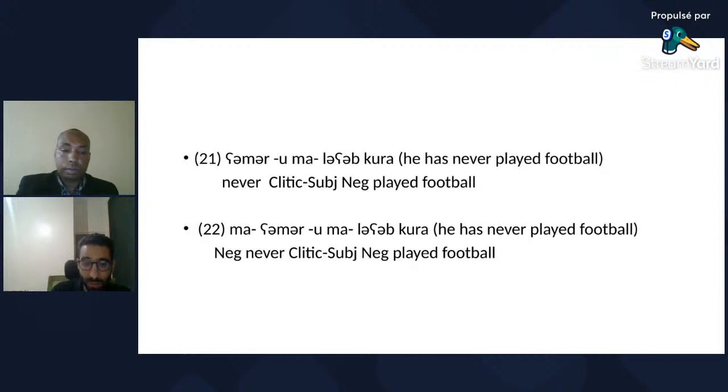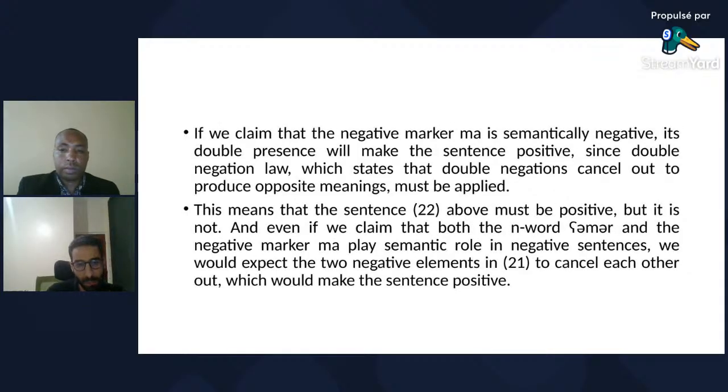We need to pay attention to this, because if we claim that ma and ma here are semantically negative, they must cancel each other out. Okay, they must be positive. But at the end of the day, the sentence is negative in nature. If we claim that the negative marker is semantically negative, its double presence will make the sentence positive, since the double negation law states that double negations must cancel each other out, producing the opposite meaning. Okay, this law must be applied. This means that the sentence 22 above must be positive, but it is not.